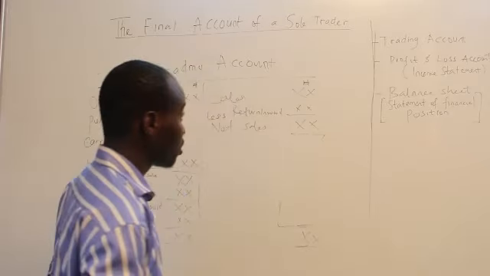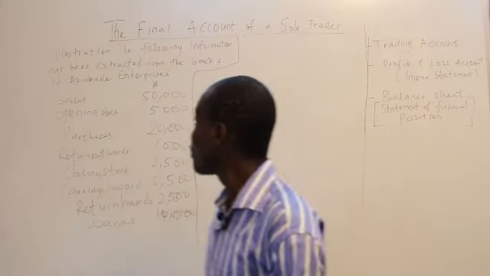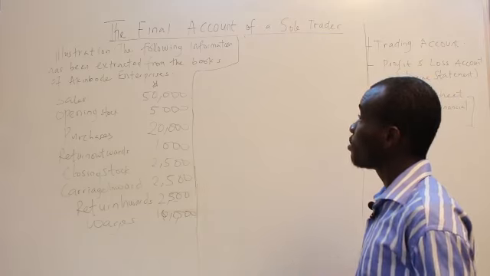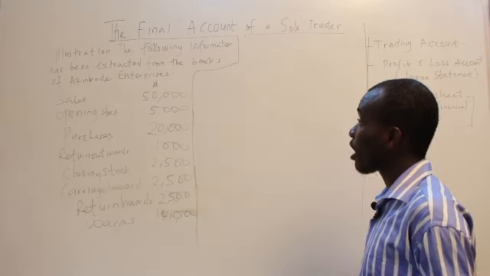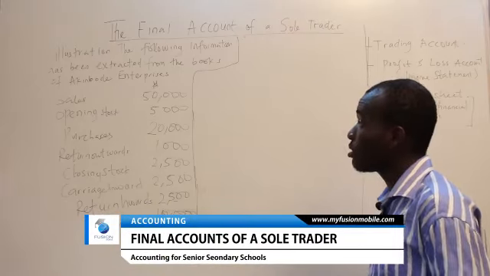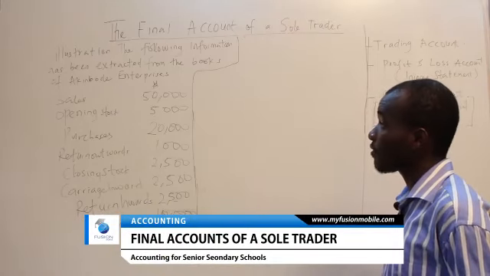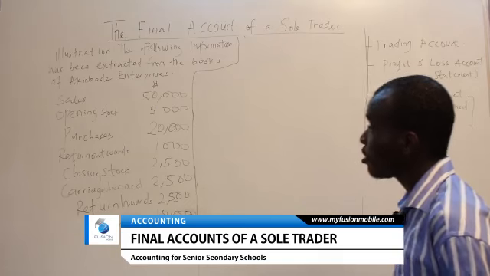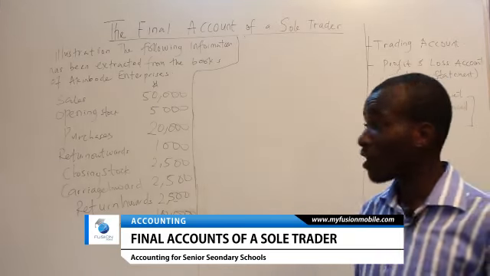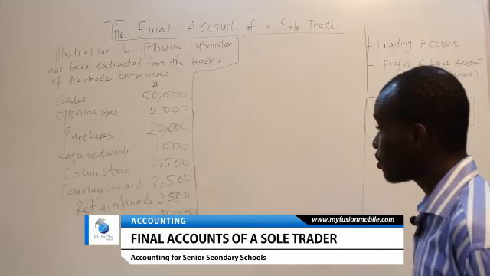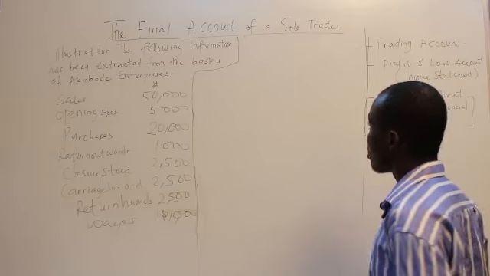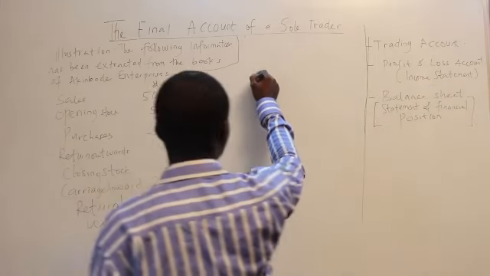So let's take an illustration on that. We have an illustration on trading accounts. The following information has been extracted from the books of Akimbode Enterprises. We have the sales 50,000, opening stock 5,000, purchases 20,000, return outward 1,000, closing stock 2,500, then we have carriage inward, return inwards, and also wages. So let's prepare the trading account.